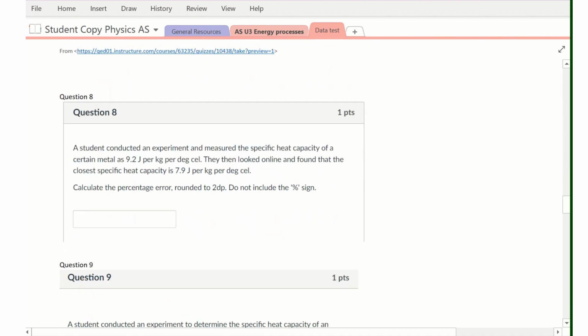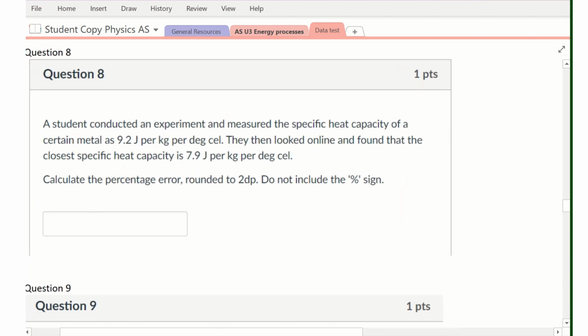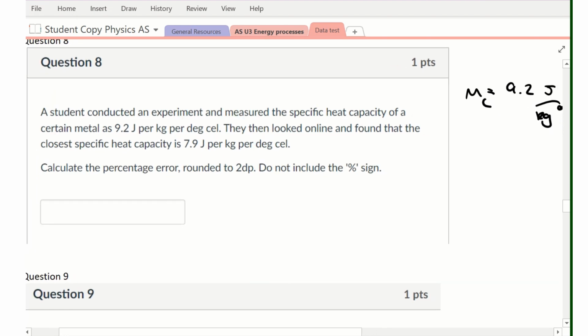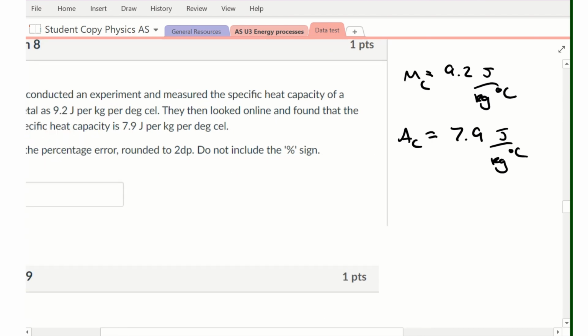Question 7. Is there any other easy ones we can just bang out? Oh, this is a nice one. We've done a lot of hard work, so let's break it up with an easier one. A student conducted an experiment and measured that the specific heat capacity of a metal is 9.2 joules per kilogram per degree Celsius. They then looked online and found that the accepted value for the specific heat capacity is 7.9 joules per kilogram degree Celsius.